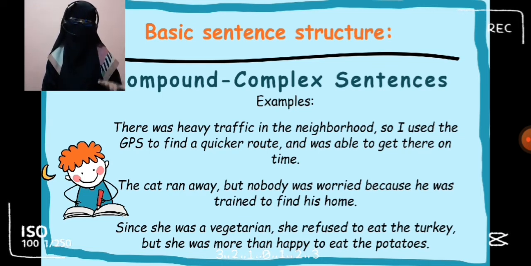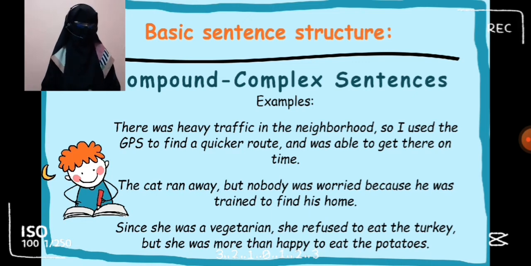There was heavy traffic in the neighborhood, so I used the GPS to find a quicker route and was able to get there on time. In this example, there was heavy traffic in the neighborhood, and I used the GPS to find a quicker route are two independent clauses joined by the coordinating conjunction so, and followed by the dependent clause, and was able to get there on time.